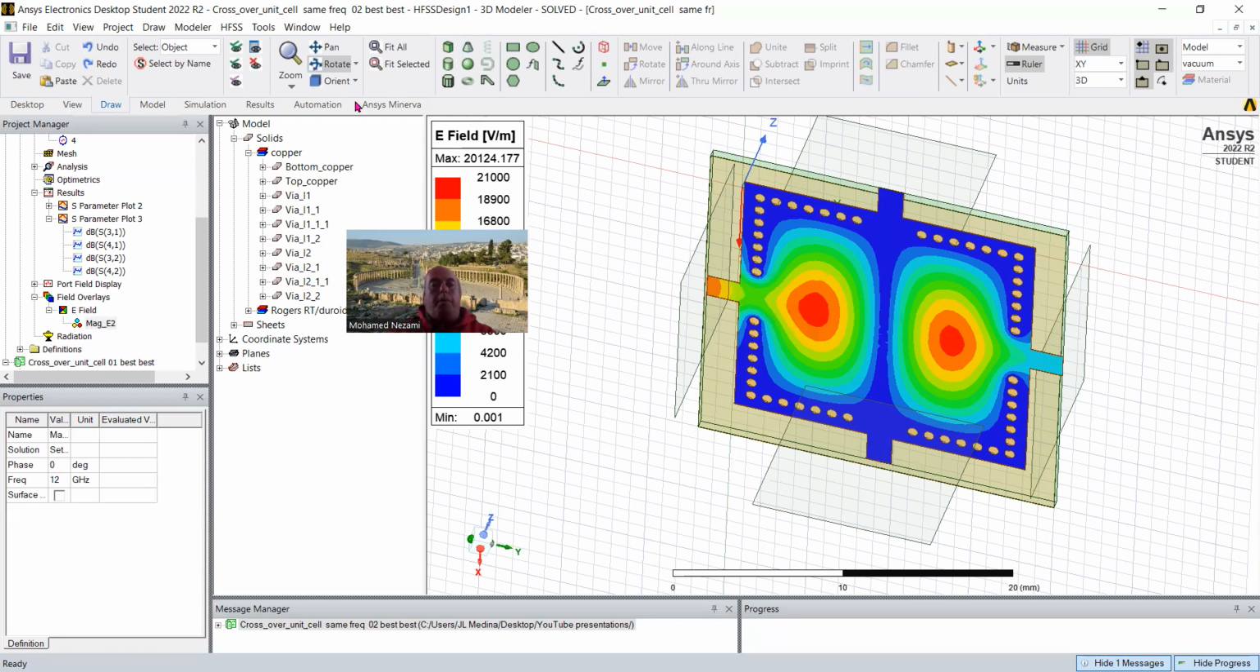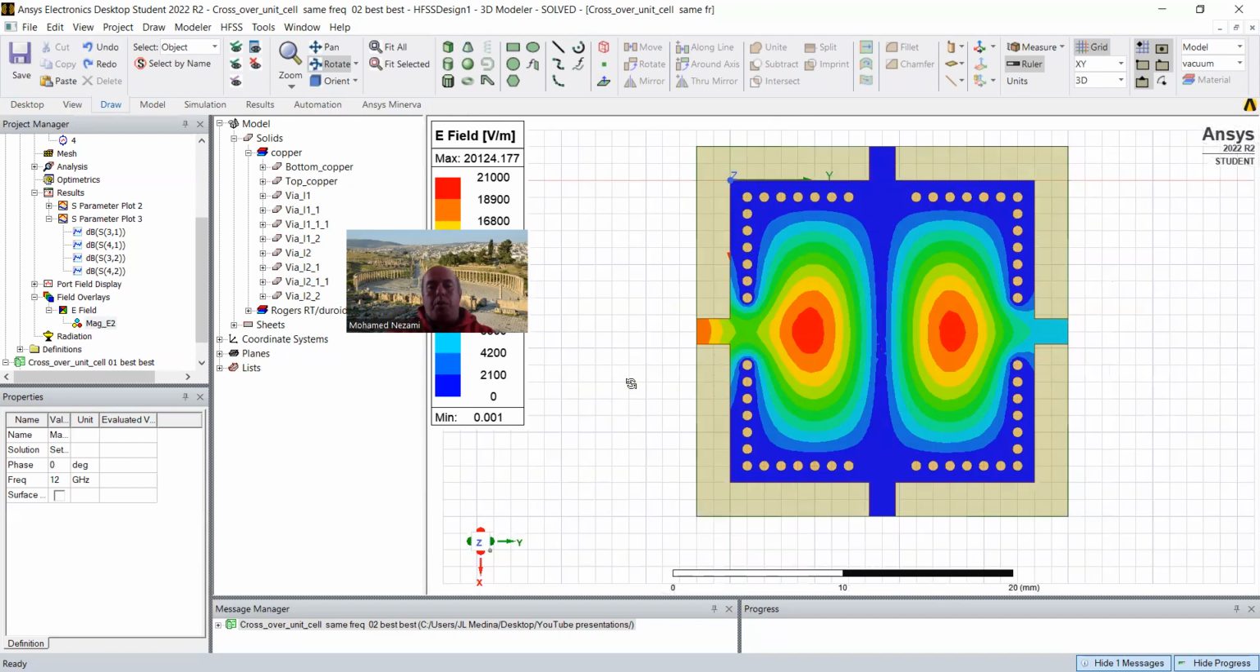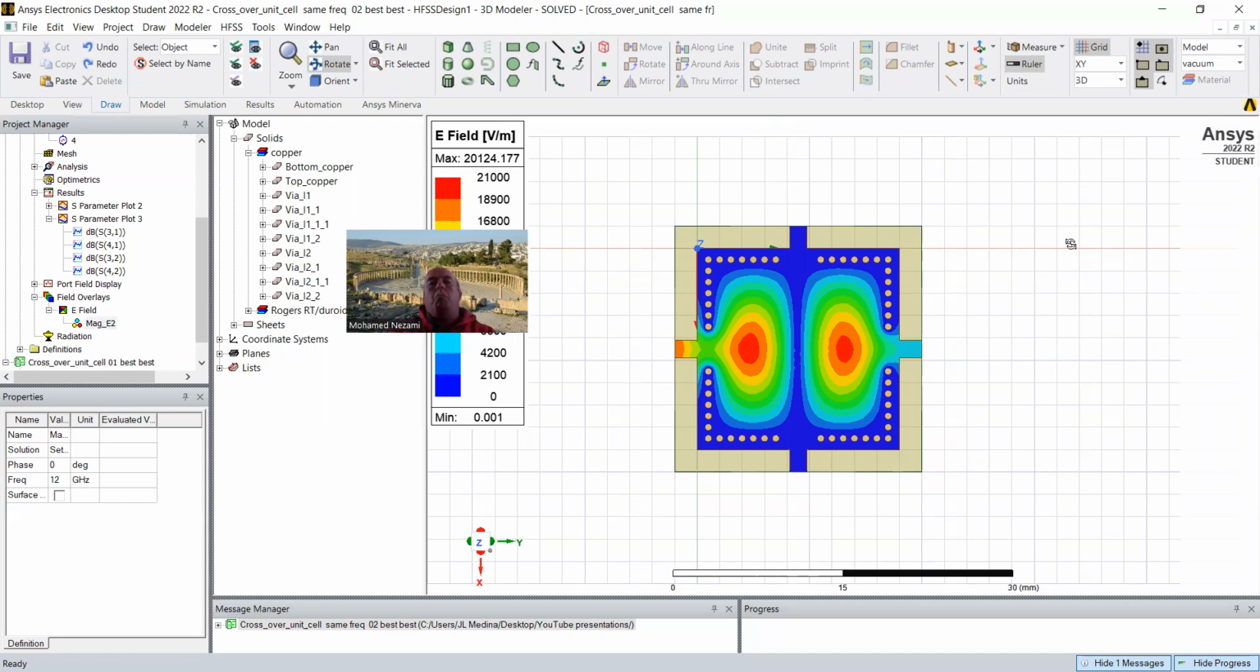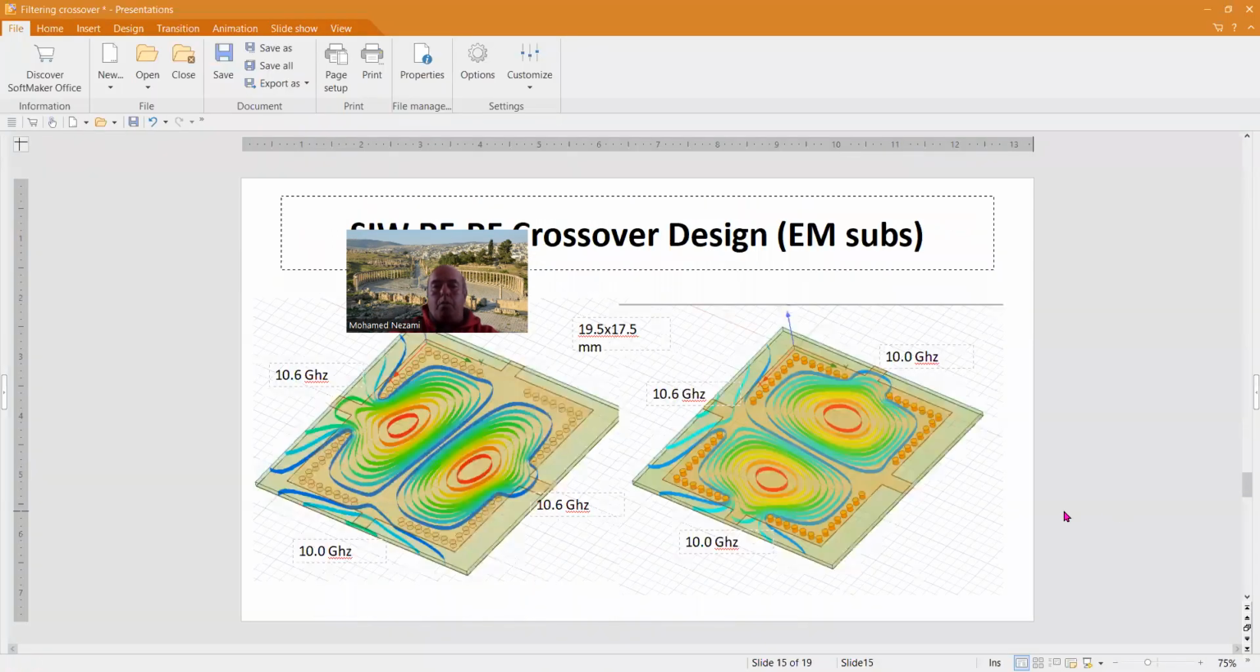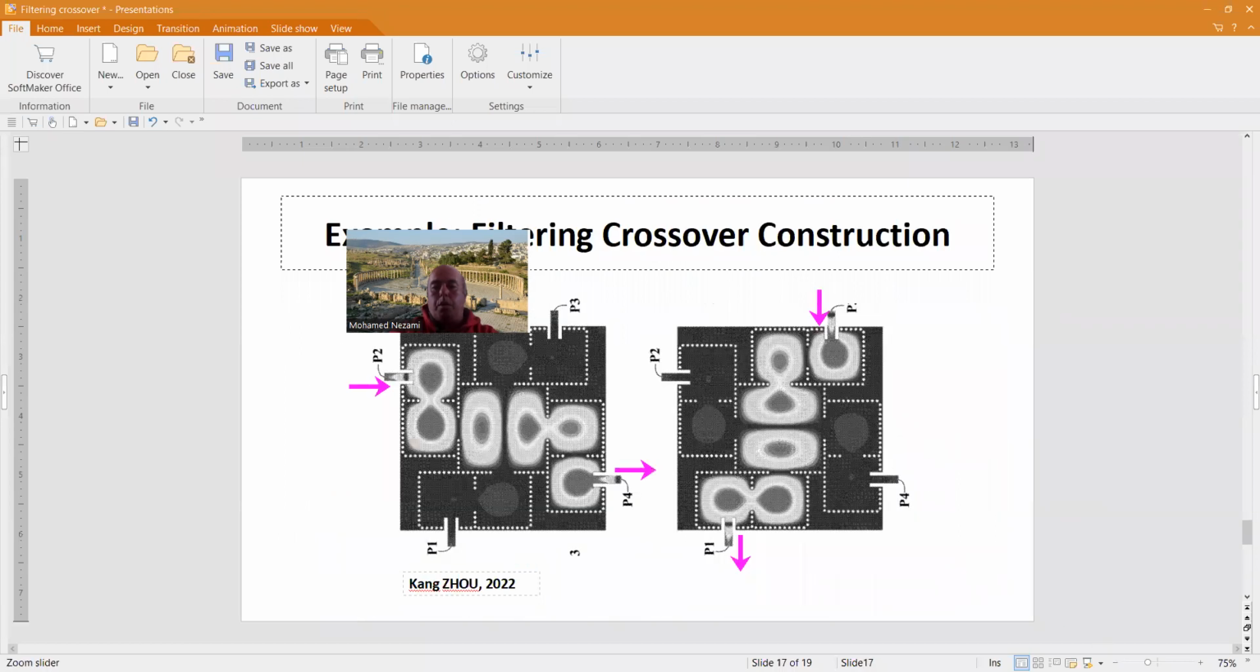But for signals that are wider in bandwidth, we will cascade more of these, and then that's where it's actually a complete SIW filtering crossover. Those exist in the literature. You can Google filtering crossover substrate integrated waveguide designs, and you will see those. Okay, so now, let me just show you, I did one slide. I took this from the internet.